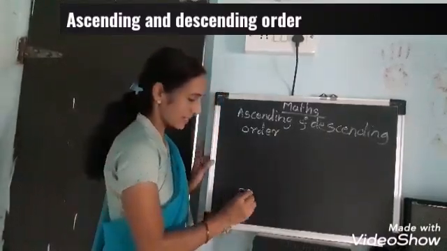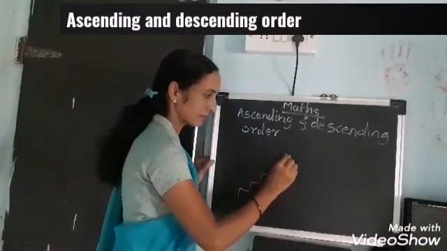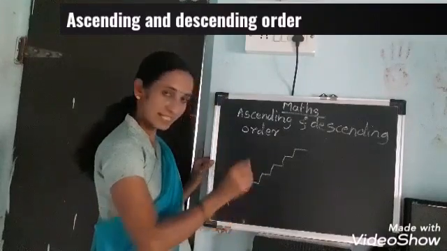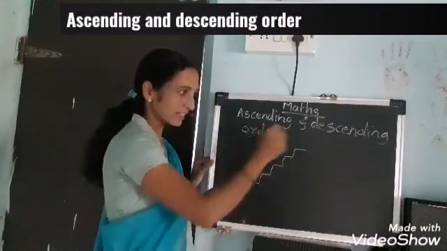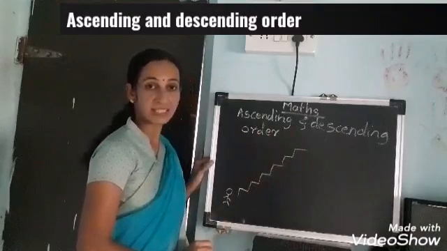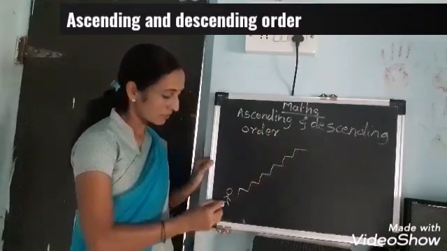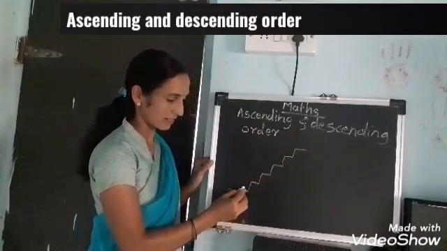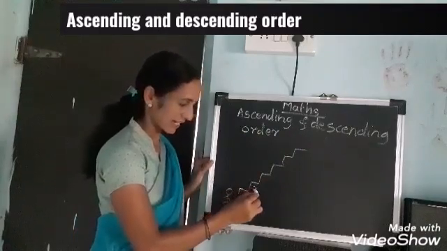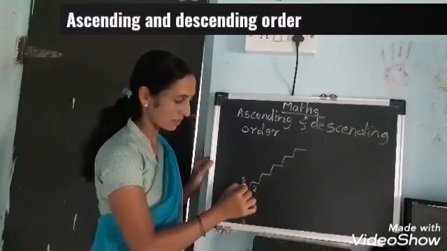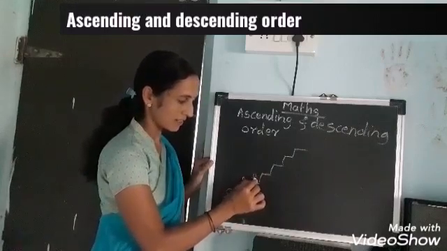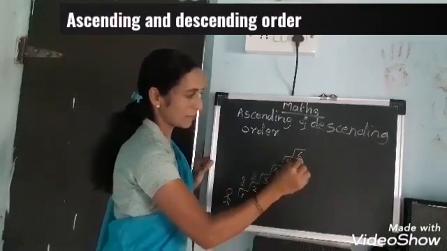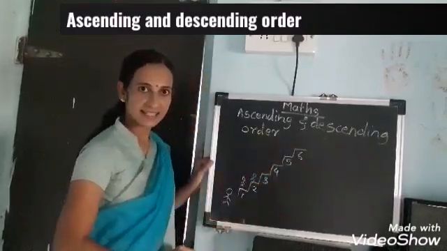Suppose these are the stairs, and one boy wants to climb up the stairs. Can he jump directly here? No, he can't jump. Then how? He has to first climb up the first stair, right? Then the second. In this way, he has to climb up these 6 stairs.